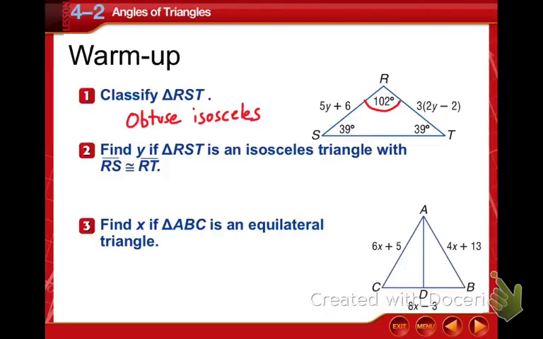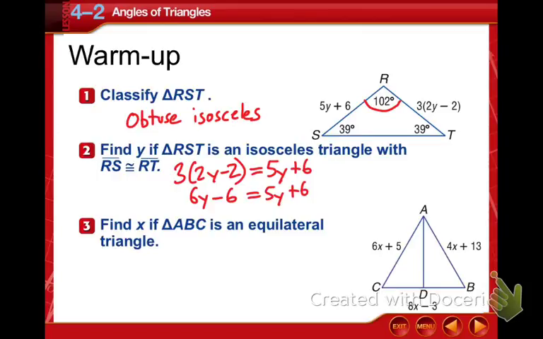Next we need to find y, and again it tells us that it's an isosceles triangle. So what we are going to do, since it's isosceles, we can take these two sides and set them equal to each other. So that's 3 times 2y minus 2 equal to 5y plus 6. 3 times 2y, 6y. 3 times negative 2, negative 6, equal to 5y plus 6.